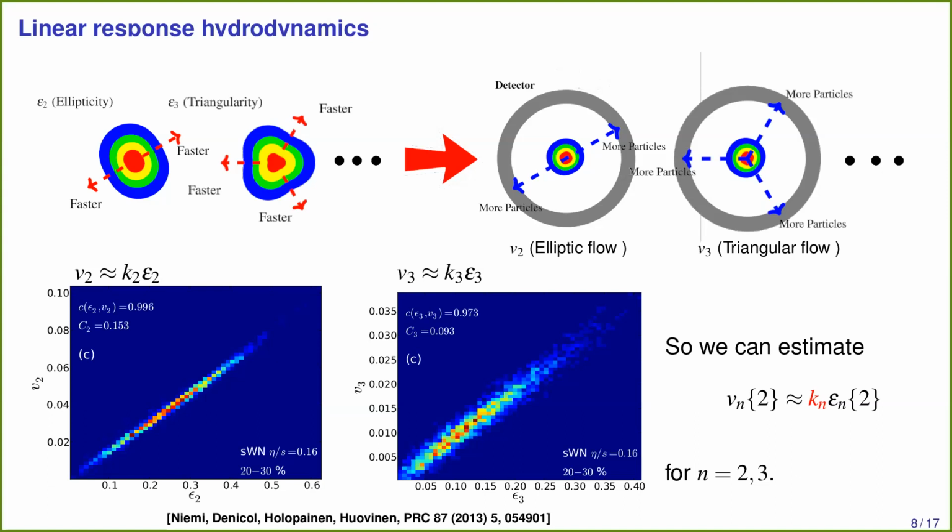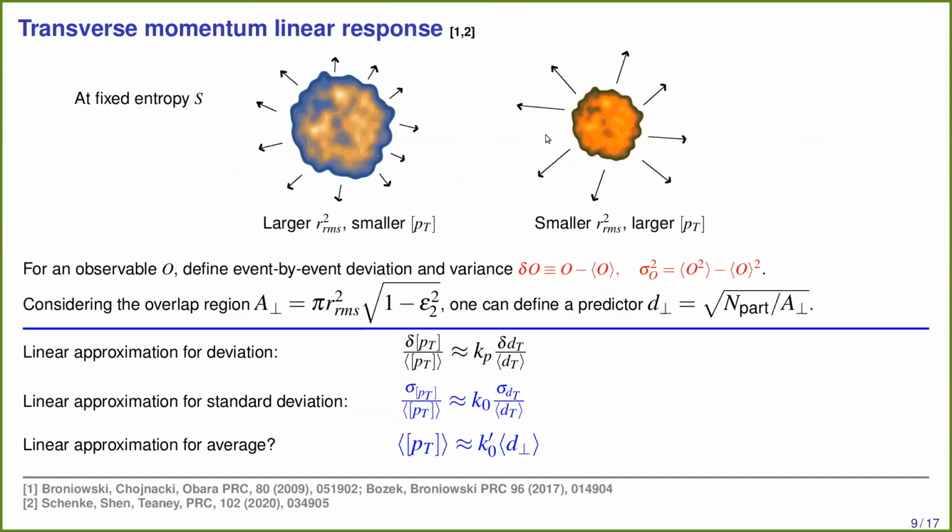Yeah. Okay. So let me continue then. So that was one part, the linear response, and you can consider more or less the same concept with the average momentum. If you have a large system at fixed entropy, you would expect a smaller pT in the final particles, and if you have a more squeezed initial state, again with the same entropy, then you would expect larger pT of particles in the final state. So intuitively, one would expect to see some kind of correlation between these two things.